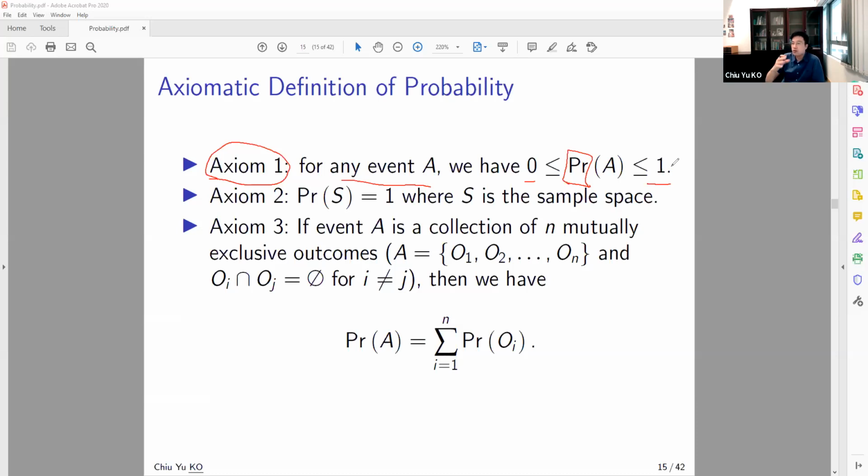You may ask, why do we end up at 1? Why don't we end up at 100 or 1,000 or any other measure? But 0 to 1 is rather common, because we talk about fractions in classical probability. That's why we have this assumption. The second axiom is about the sample space S. We define the probability of the sample space as 1, because the maximum is 1 and the minimum is 0.